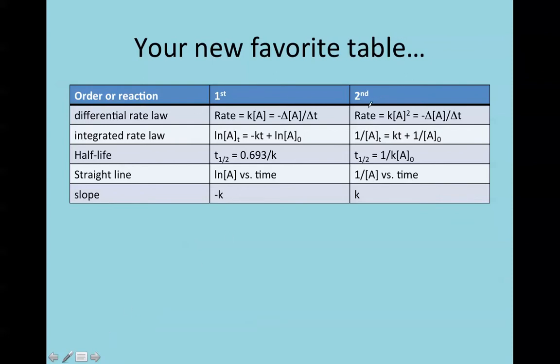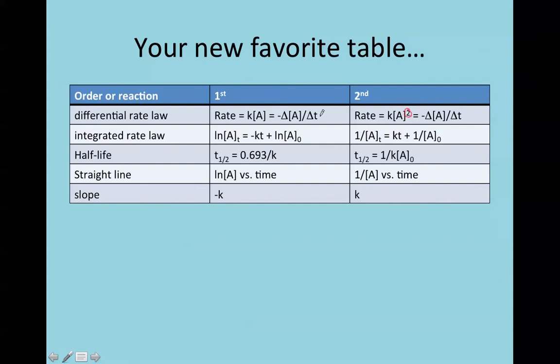So this is a nice little table that can help you figure out different things about a first or second order reaction. This is just your general rate law. The rate is equal to K, the rate constant, times the concentration of A, or the change in concentration of A over change of time. And this would be a second order reaction, second order because the exponent here is a 2.